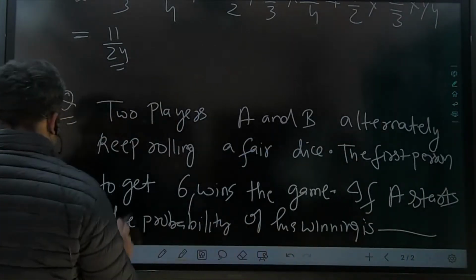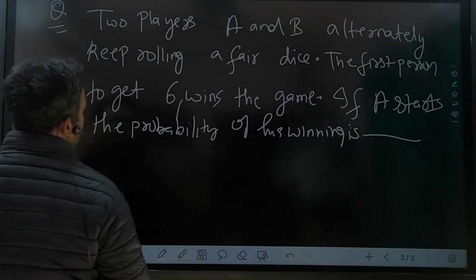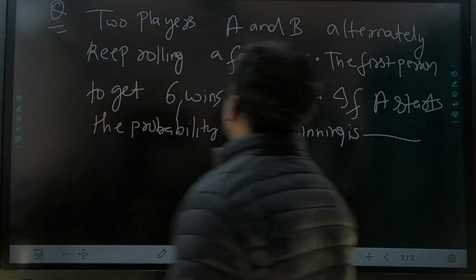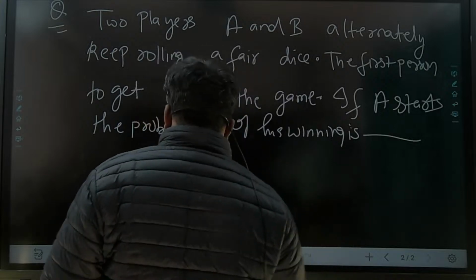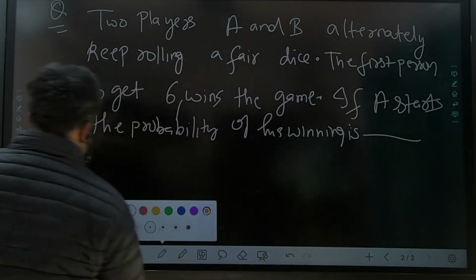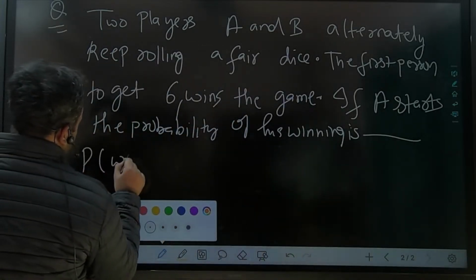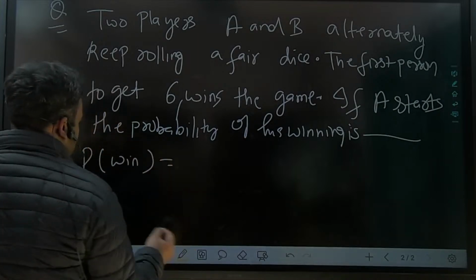Okay, so see, they're saying two players are there only, A and B, alternately keep rolling a fair dice. The first person to get 6 wins the game. That's how we'll stop the game. If A gets the 6, he wins the game. If B gets the 6, he wins the game. If A starts first, what is the probability of his winning? See, probability of win is what? Probability of anyone to win is to get 6, and that probability is what?